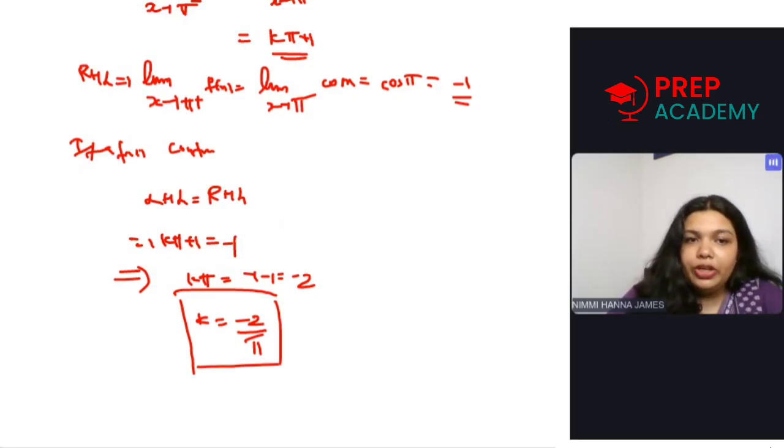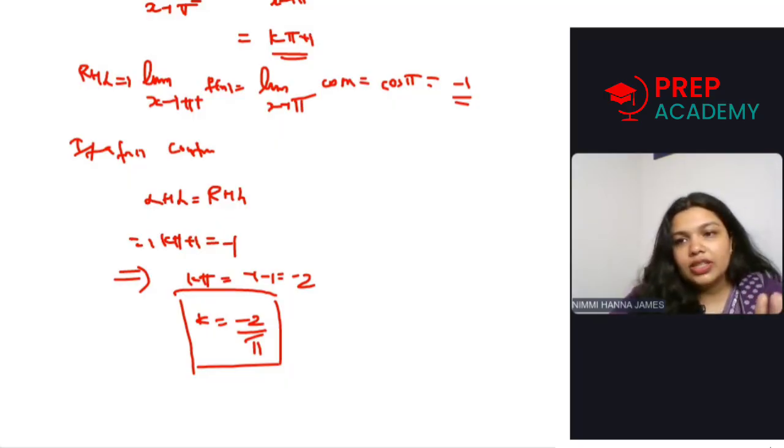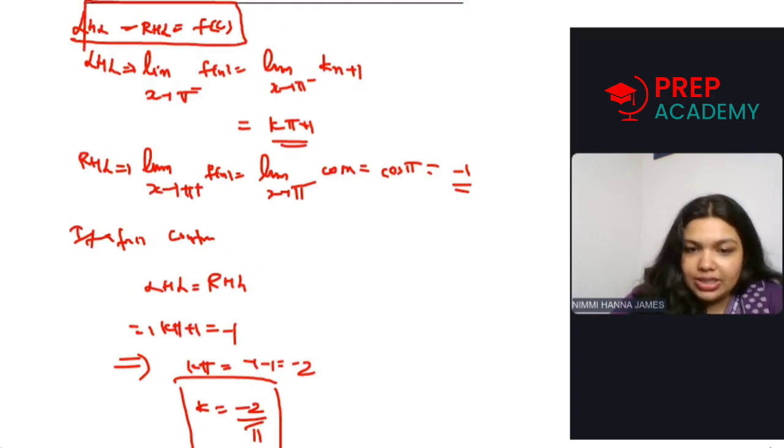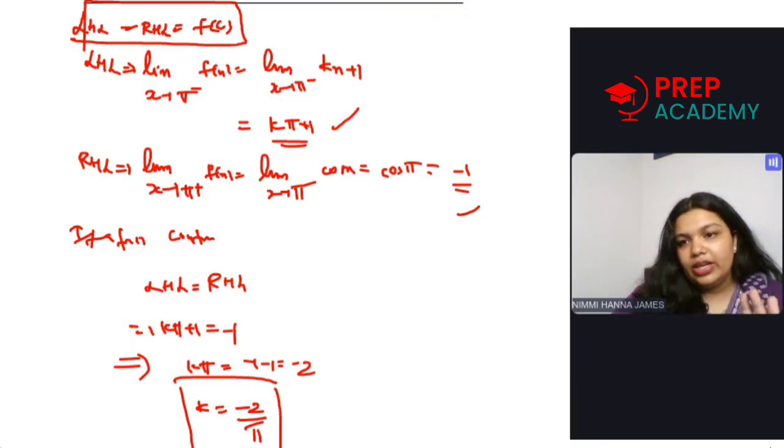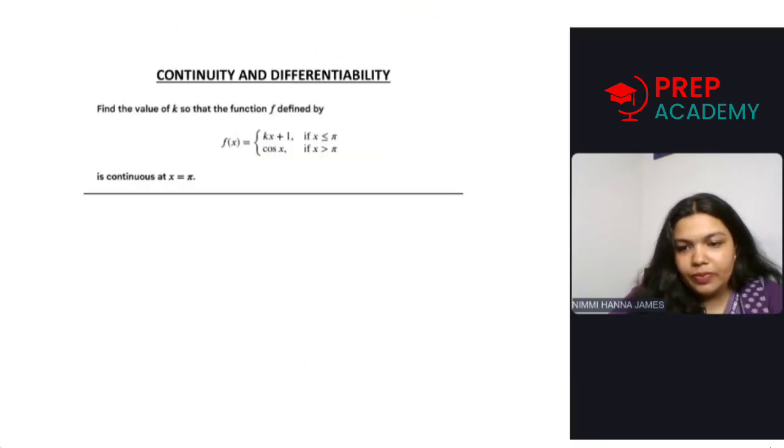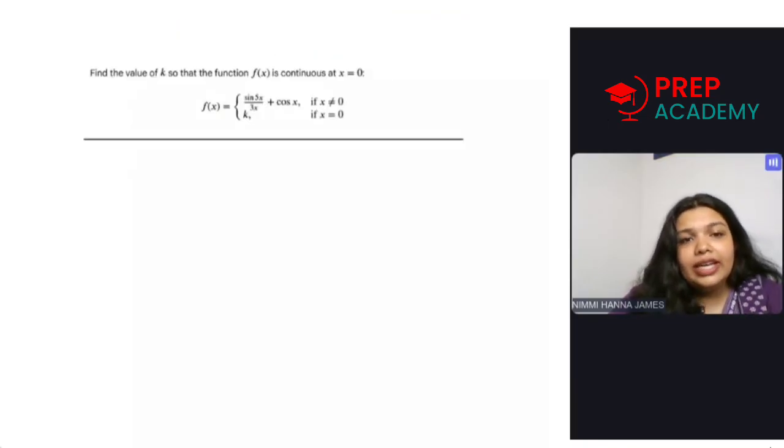Okay, so what did we do? We just substituted what we know about continuity. We know that if a function is continuous, LHL is equal to RHL is equal to f of c. So we found LHL, found RHL, and then equated them and isolated k. Okay, it's that simple. Then find the value of k so that the function f of x is continuous at x is equal to 0.